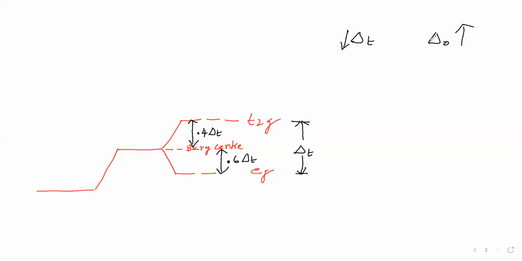Then, in an octahedral complex, the d x square minus y square orbital is directly approaching the ligand, and the d z square orbital is directly approaching the ligand, but here none of the d orbitals directly approach the ligand. Therefore, here crystal field splitting energy is less, and here crystal field splitting energy is more.